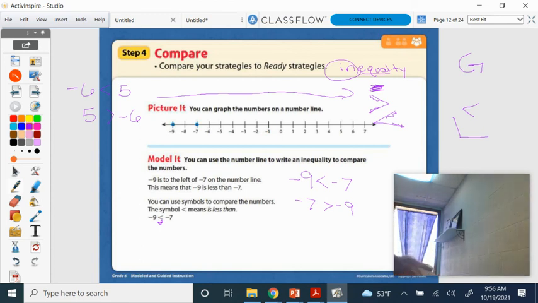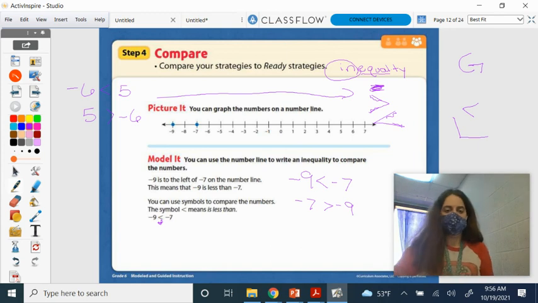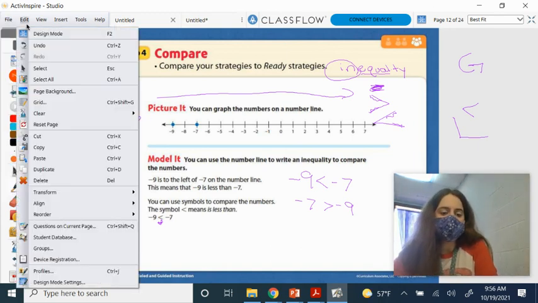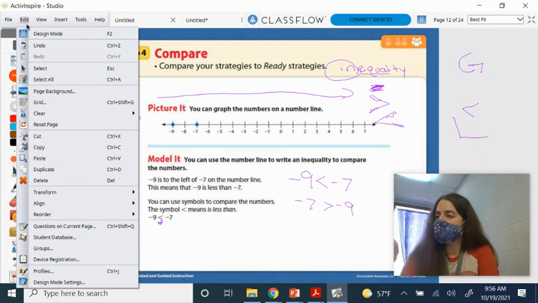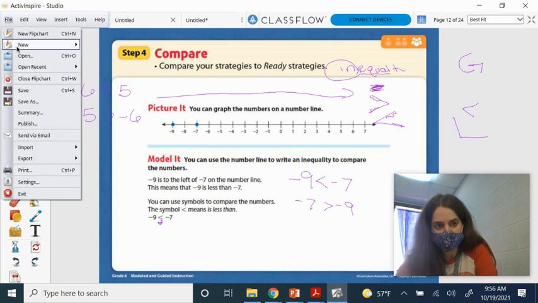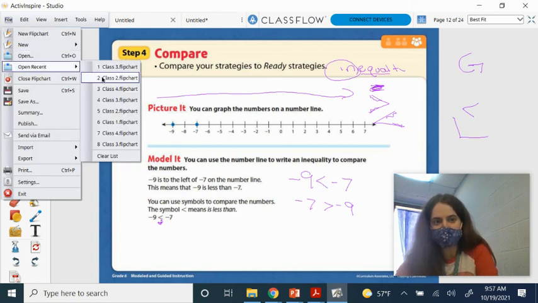Comparing numbers. Hey, Miss Christie, will you go around and if they have it already glued, will you give them one of these?